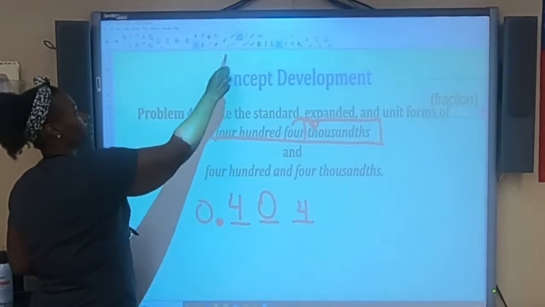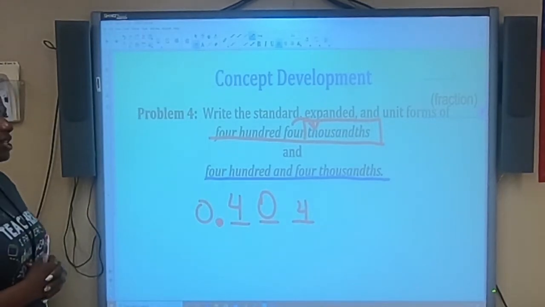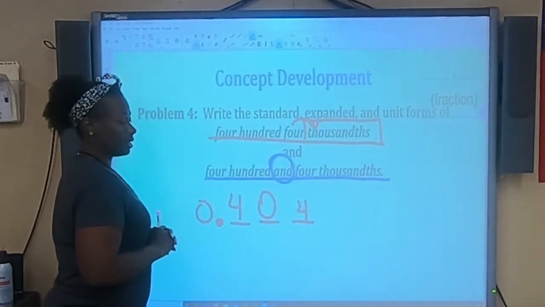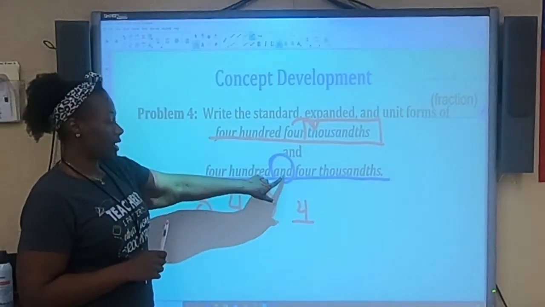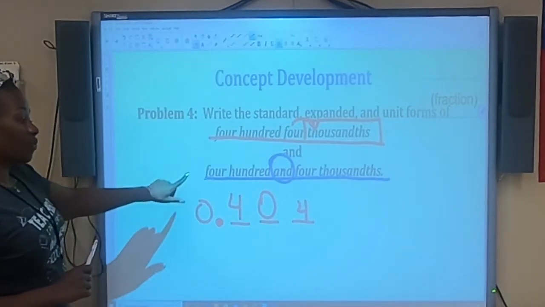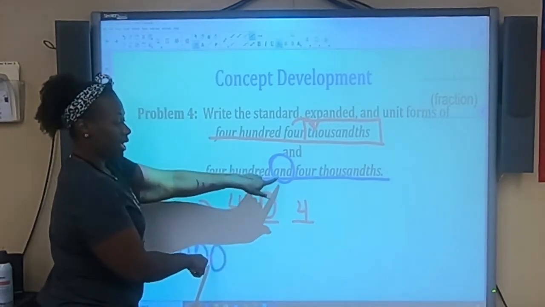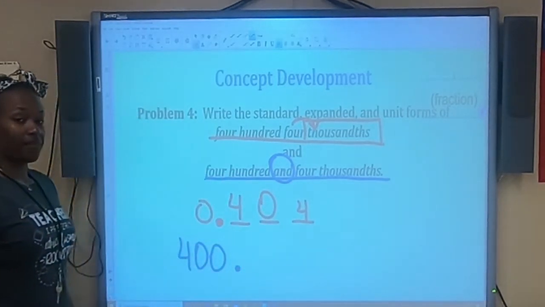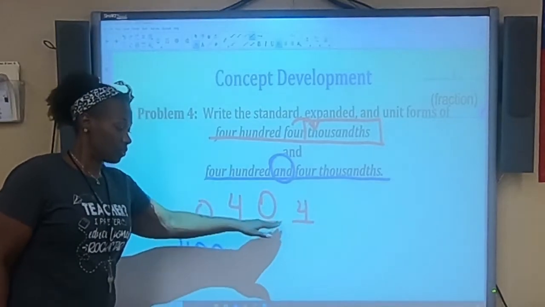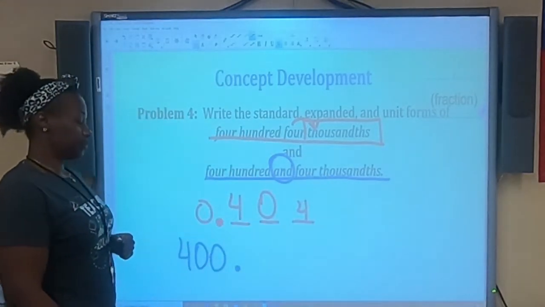Now let's see what this number is going to look like. Because they look similar, but there's one thing that changes it up. And that's this and. And changes it up. Because of this and, I now know that 400 is a whole number. So if I write 400 as a whole number, that means I need 400 and says put a decimal. There's my 400. Notice the difference. This one did not have an and, so it was all decimal. This one has an and, which means we have a whole number and a decimal.